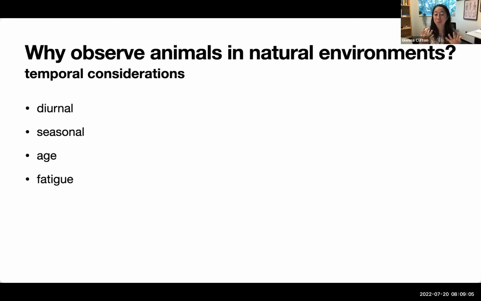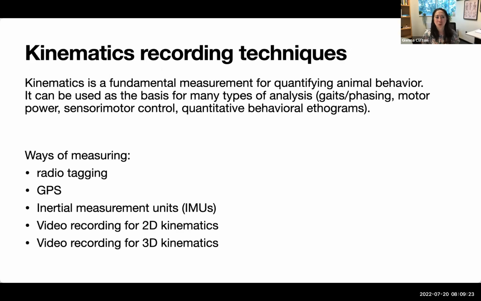And so it's something that really helps drive us to leave the lab and put the animals in their natural environment to study how they move there. Okay, so these are some of the reasons why we like to study animals in natural environments. However, it does pose a lot of challenges. And so what I'll be talking about mostly today is recording the kinematics of animals as they're moving in their natural environments. So kinematics, it's a fundamental measurement for quantifying animal behavior.